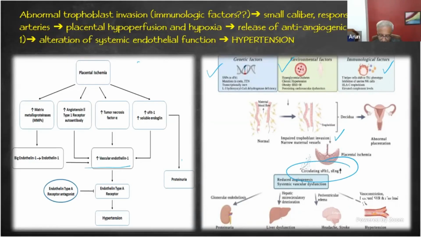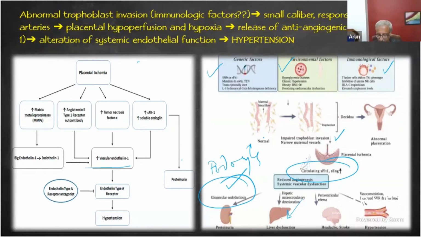So they all cause hepatic microcirculatory deterioration. So liver dysfunction is there, and glomerular endotheliosis, which I was talking about, leads to proteinuria. In fact, this was an older thought, and now, in addition to this, we have podocyte trouble. All right, you can remember this. And then we have periventricular edema in the brain, so we have problems in the brain.